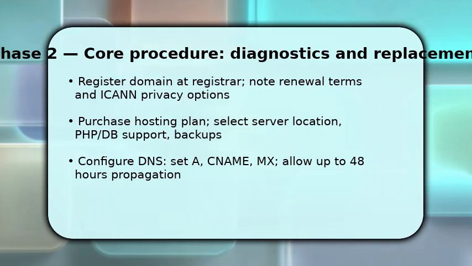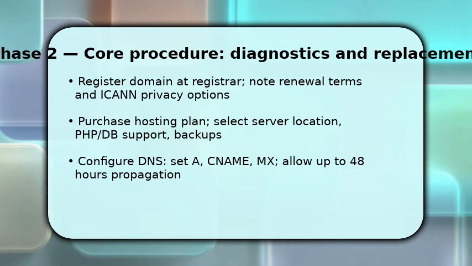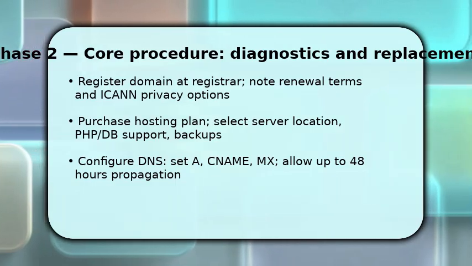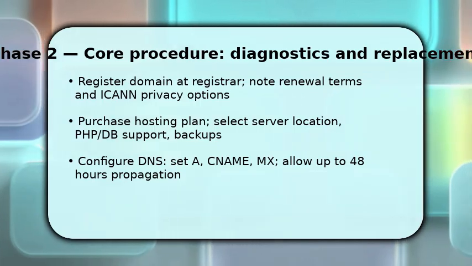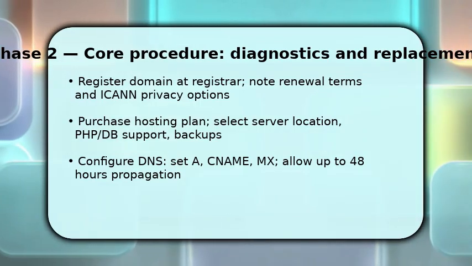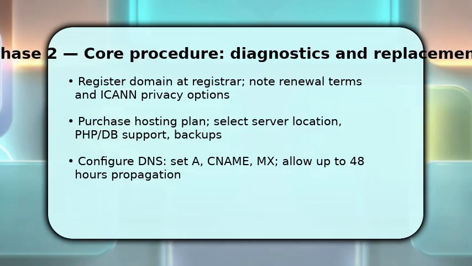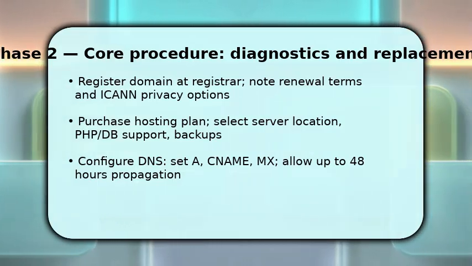Then configure DNS records: point the domain's A record to your host IP, add a CNAME for www, and configure MX for email. Make sure to save TTL and understand propagation delays. If you follow these steps, your domain will resolve to your new site.